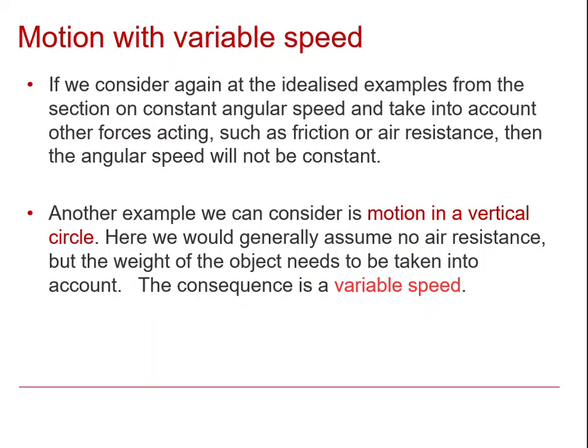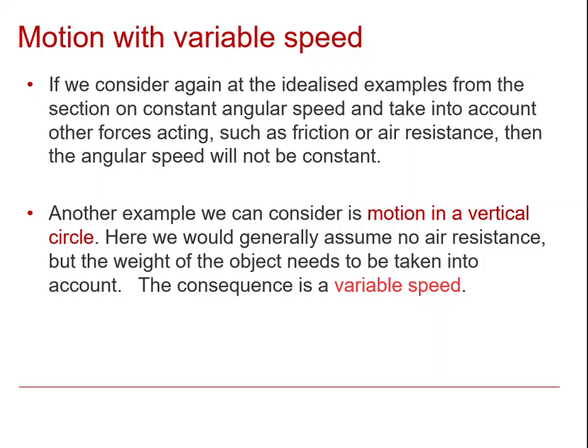Let's consider then where we've got to. If we look at the idealized examples from the section on constant angular speed, and think about bringing in more realistic models such as the inclusion of friction or air resistance, then at that point you have to take account of an angular speed which will not be constant. In general, you'd expect it to be slowing down, so d theta by dt would be negative.